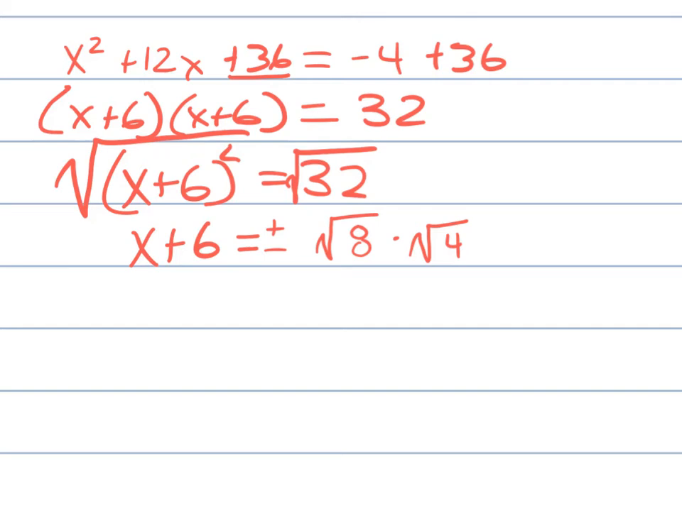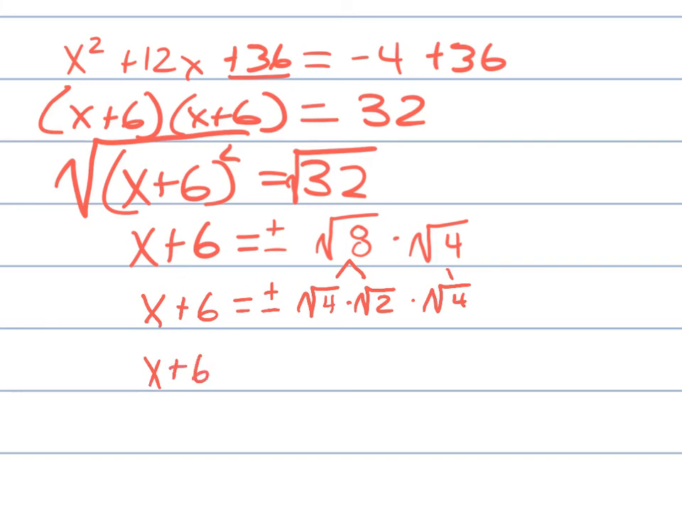Should we use 8 and 4, since we all decided to go for 8 and 4? Yes, because on a test, this might be what you do. So let's just show how to get through it. X plus 6 is equal to plus or minus the square root of 8 times the square root of 4. I could break down the square root of 8 into 4 times 2, and there's still this other square root of 4 here. Turn all those square root of 4s into 2s: 2 times the square root of 2 times 2.